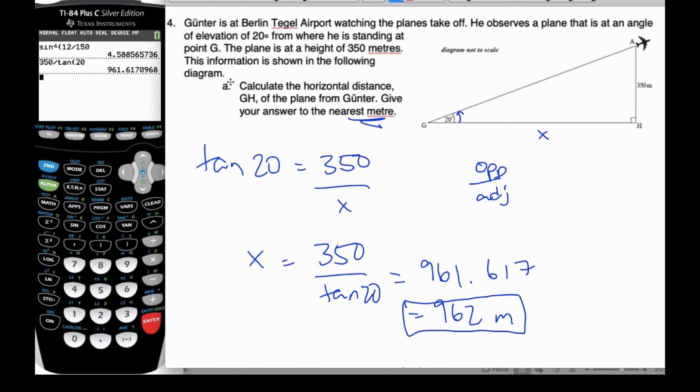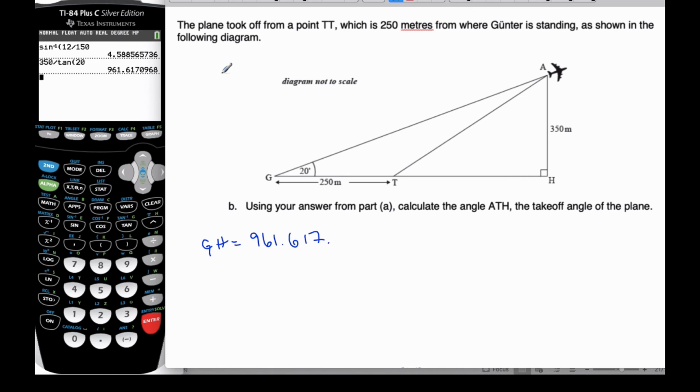That's part A. Let's go to part B. The plane took off from T, not double T, just T, which is 250 meters from where Gunther is standing, as shown in the following diagram. Use your answer from part A, which was GH, to calculate angle ATH, which is the angle of elevation. I rounded to 962 for part A, but I'm going to keep all the decimal places so that my final answer is accurate to 3 significant figures.